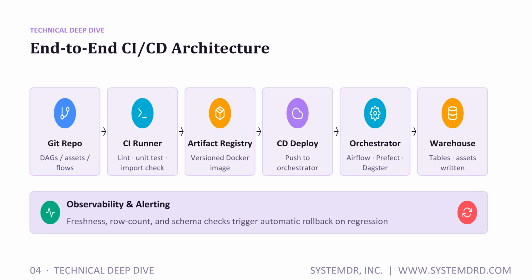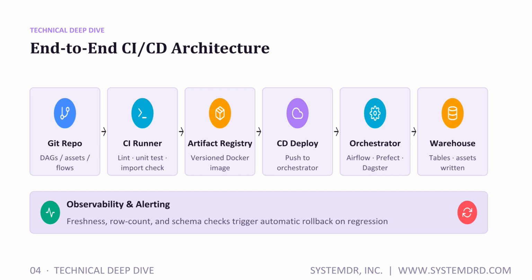That one check catches the single most common class of production pipeline failure, a broken import that silently disables an entire file's worth of tasks, sometimes without any visible error in the scheduler UI at all. A passing build produces a versioned, immutable artifact, typically a Docker image, and pushes it to a registry. Then CD takes over. For Airflow, that might mean updating a Git sync target or rolling out a new Helm release. For Prefect, it's running a deploy command against a work pool. For Dagster, it's updating a code location, often through an ephemeral branch deployment first. We'll come back to that shortly.